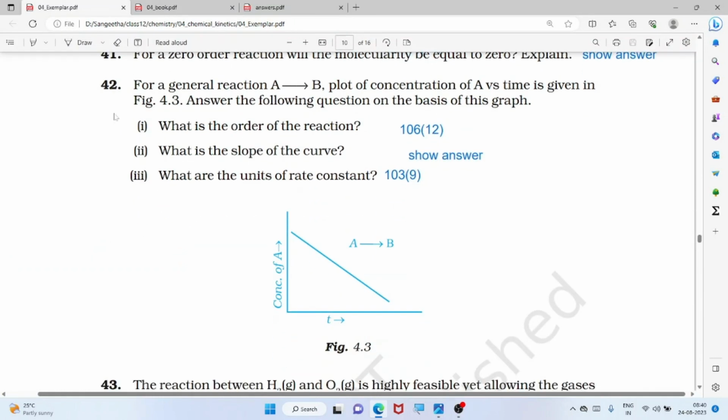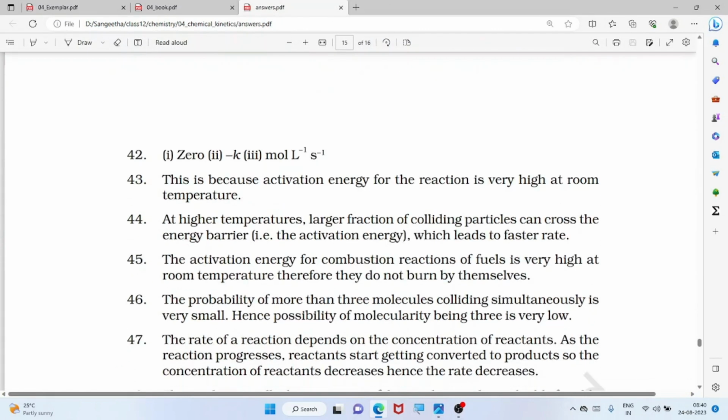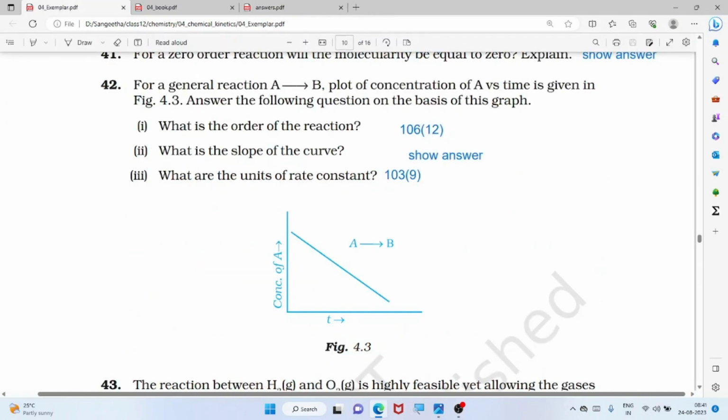For a general reaction A, the plot of the concentration of A versus time is given here. Answer the following questions on the basis of the graph. What is the order of the reaction? Zero order reaction, slope is minus k. What are the units of the rate constant? That also is given in the book.